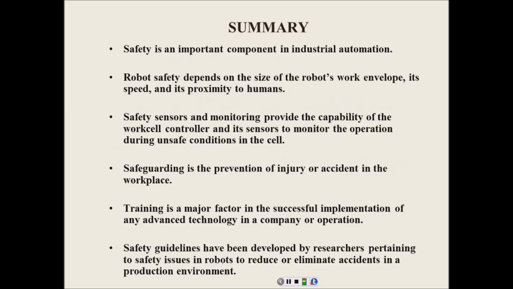Safety is an important component in industrial automation. Robot safety depends on the size of the robot work cell, its speed, and its proximity to humans. Safety sensors and monitoring provide the capabilities of the work cell controller and its sensors to monitor the operation during unsafe conditions in the work cell. Safeguarding is the prevention of injuries or accidents in the workplace.